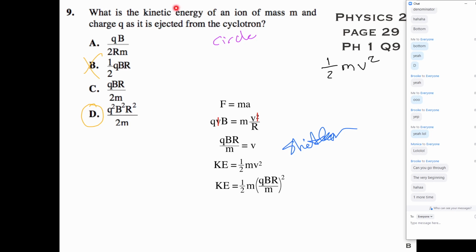I know that kinetic energy is 1/2 mv squared. And I know a cyclotron is something that spins an electron or proton or whatever it is, an ion, in a circle. F equals ma, circle-wise, is mv squared over r. So I know that's the circle portion of it.